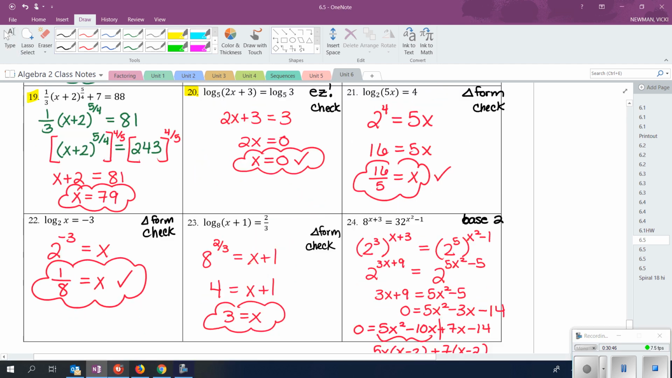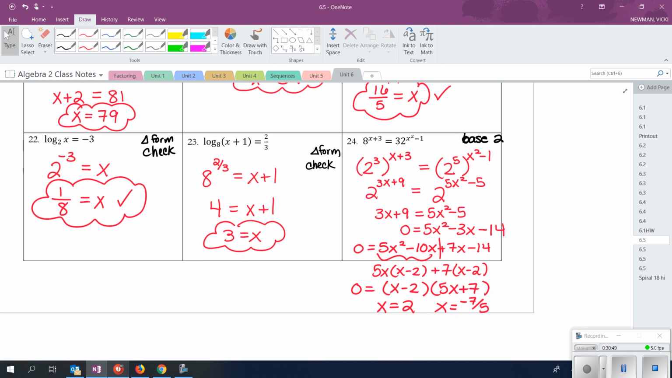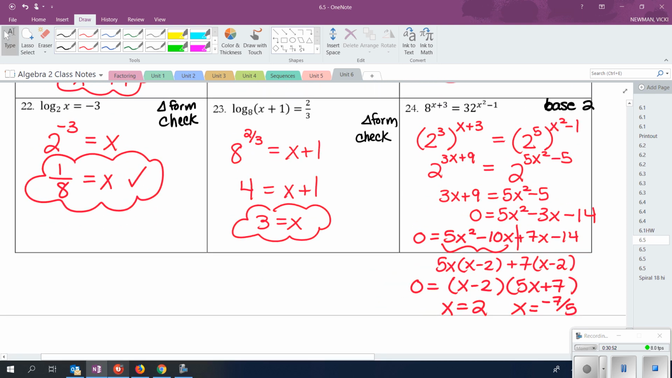All right, and then the last three, 22 and 23, you had to change the form and check. So again, pause it if you need to look at each of these. 24, common base is 2. Did you distribute when you multiplied the exponents? Get it set equal to 0. Factor, which you had to split the middle. And you get 2 solutions, 2 and negative 7/5. So again, pause it, see if you can find your mistake and fix it. Okay? Be ready for your quiz, okay? Do a good job with this.